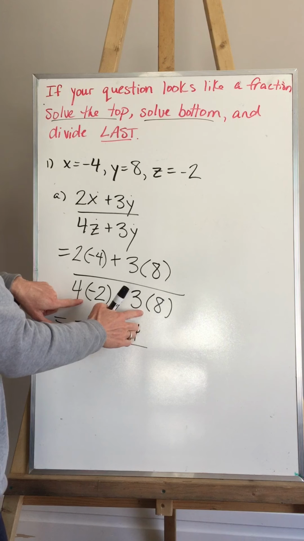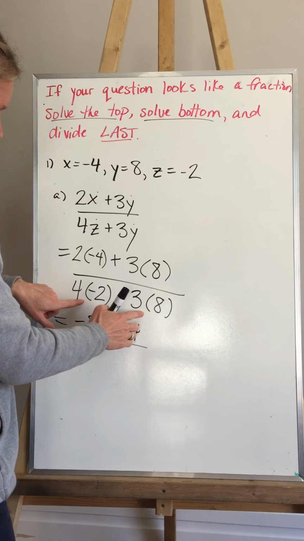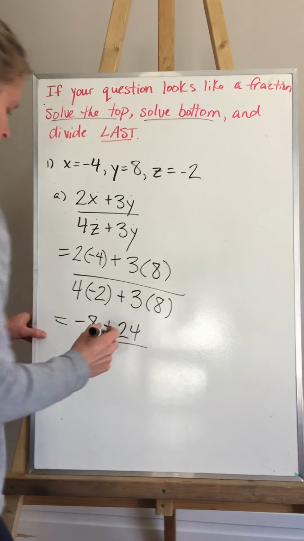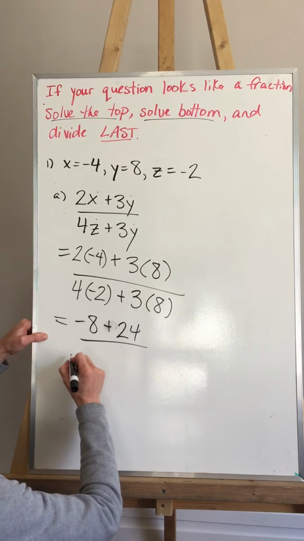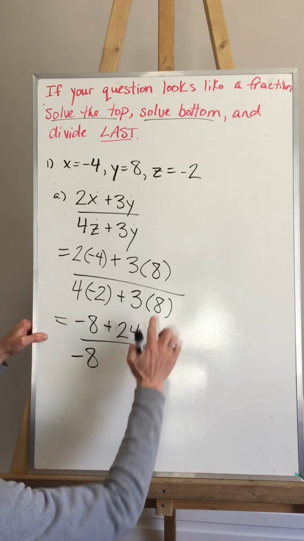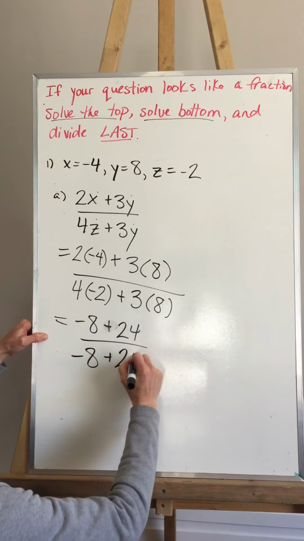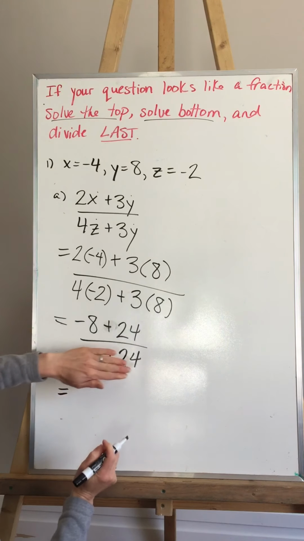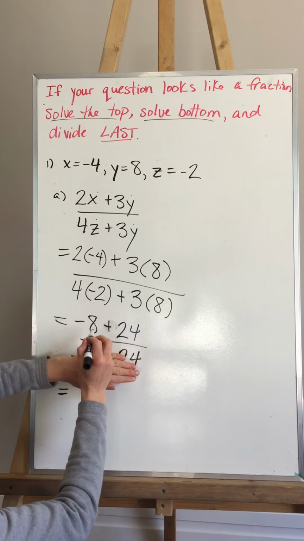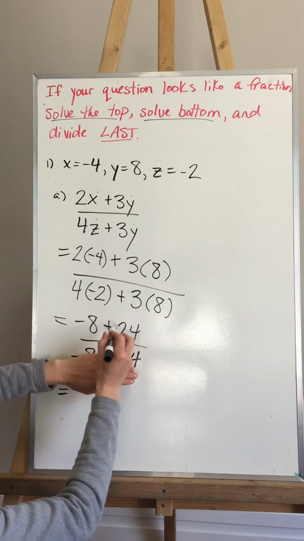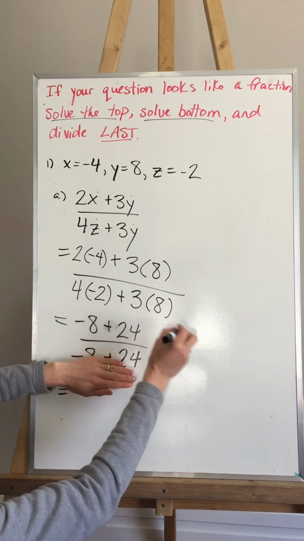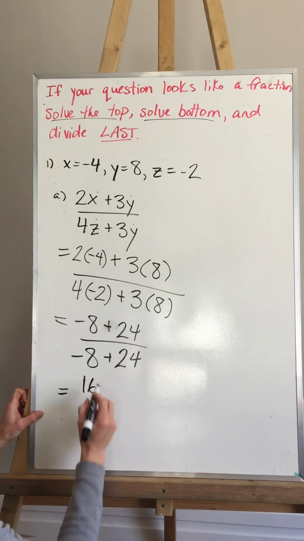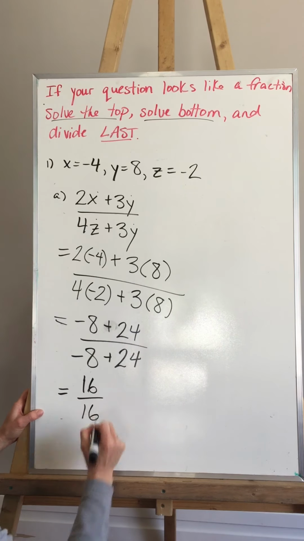On the bottom, I'm going to do the same thing. I'm going to do the 2 multiplications. They're going to be the exact same. So 4 times -2, that's -8, and 3 times 8, that's 24. Okay. So now I can just look at the top and say, okay, what's -8 plus 24? Well, that's the same as 24 minus 8, so that should be 16. Okay, and the bottom is going to be the exact same too.